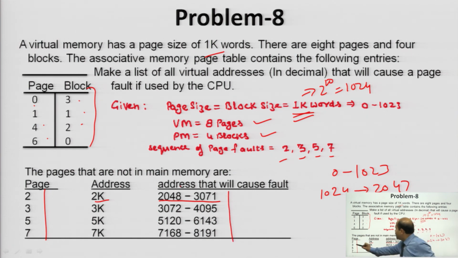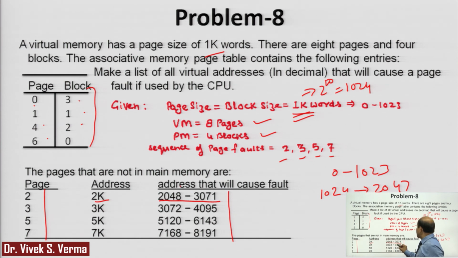Likewise, we can assign different values for the page faults. So, page 3 will have 3072 to 4095 decimal values, page 5 will have 5120 to 6143, and page 7 will have 7168 to 8191. This way we can solve problems related to virtual memory, or mapping between virtual memory and main memory. So, that is all about this particular lecture.